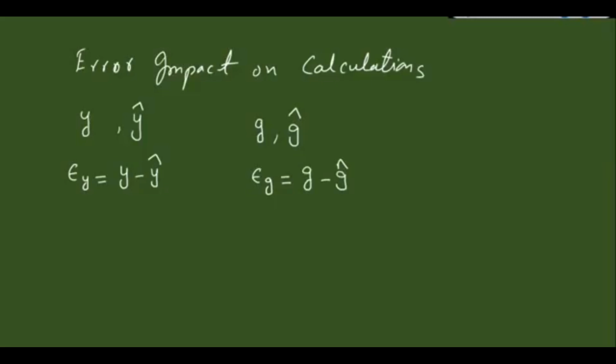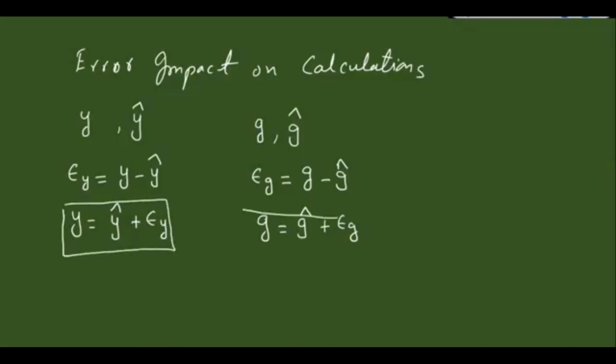So from here we can conclude that if I want to write down my exact reading, the exact reading in this case is y equal to approximate quantity plus error in y, if I know this error in advance, and the exact quantity of g is equal to approximate quantity plus error in g. So let's use these two as a reference on the onward slides as well.